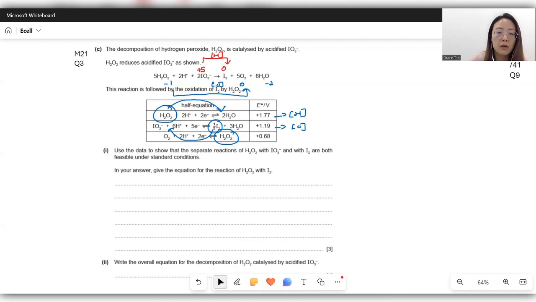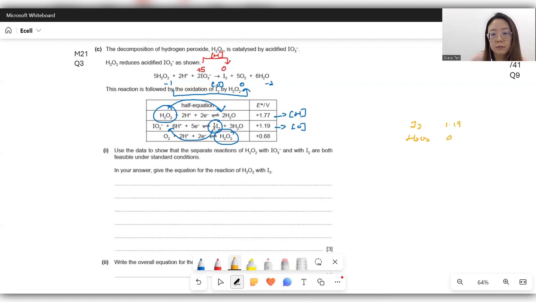Now I would like to address if some of you are asking, Miss, can I choose these two? Can I pick the H2O2 and the iodine at the 1.19 and 0.68? It is still iodine and H2O2, right? But can I pick these two? Let's check whether we can or not.